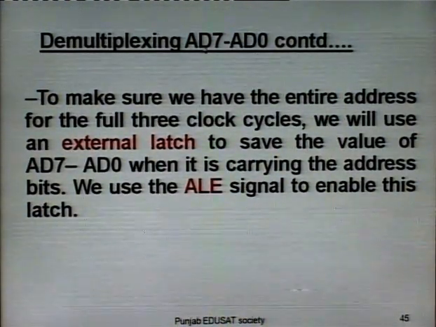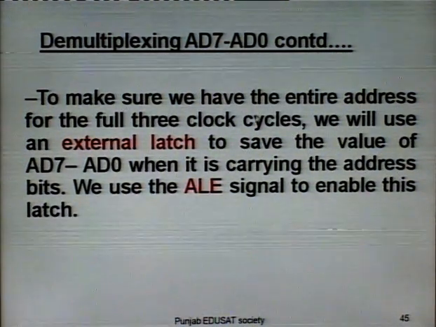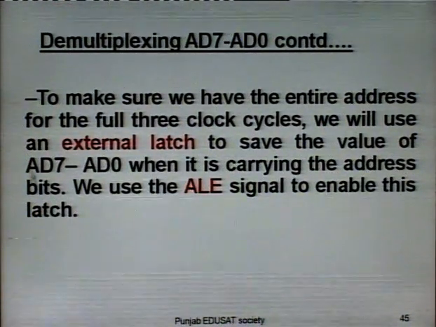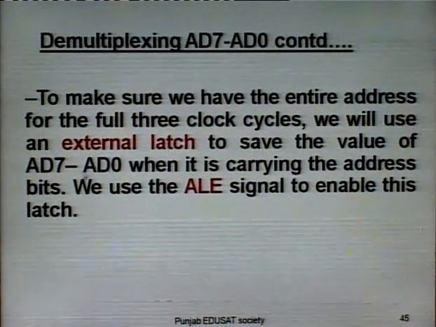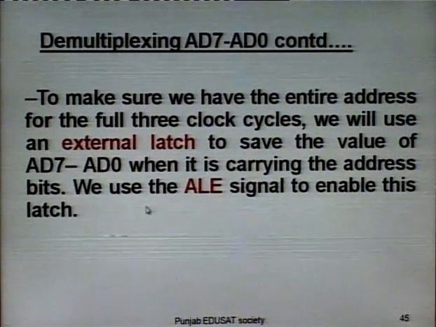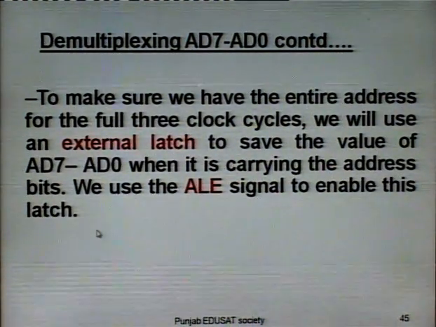Demultiplexing AD0 to AD7. To make sure we have the entire address for the full 3 clock cycles, we will use an external latch to save the value of AD0 to AD7 when it is carrying the address bits. We use the address latch enable signal to enable this latch.